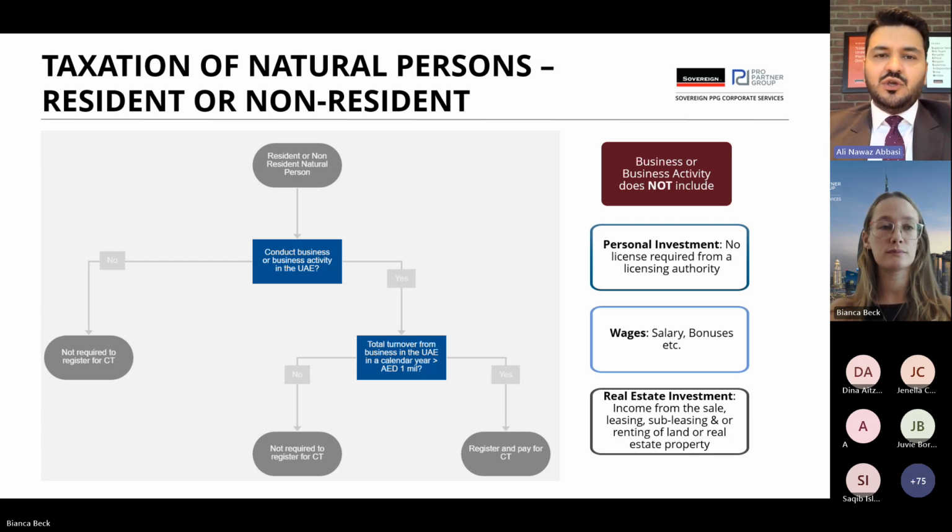From the perspective of UAE corporate tax, employment income and real estate income will be ignored. Since you are earning 500,000 from your business activity, you are below the threshold. And therefore, you do not need to register or pay any corporate tax on this.